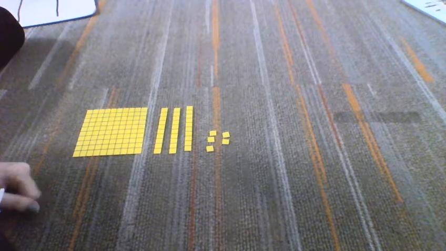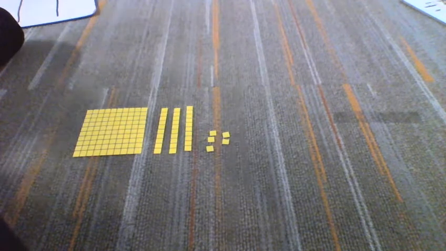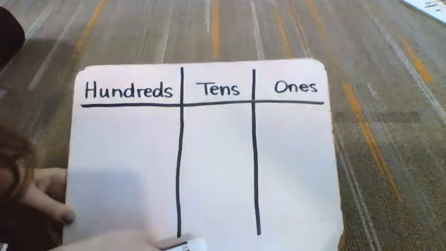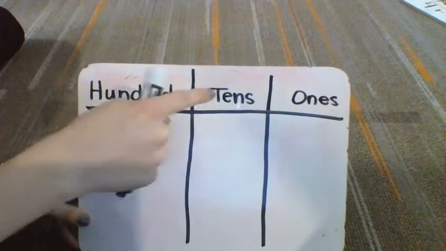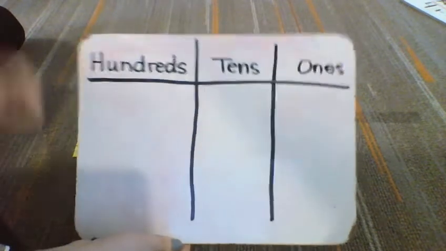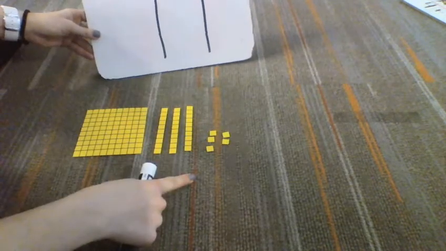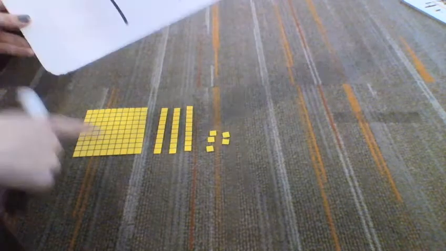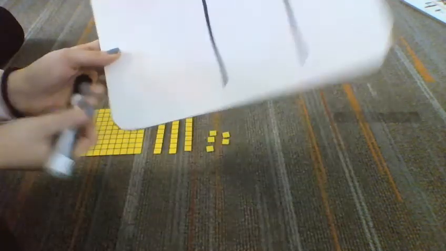There's a couple different ways that you could have solved this. One way would be to use this chart. Remember, this chart has hundreds, tens, and ones. Those are the different place values we're working with today. Looking at our pieces, how many groups of hundreds do we have? We only have one. So under the hundreds place, we're going to write the number 1.